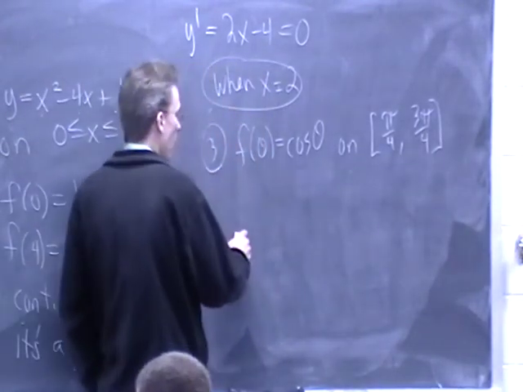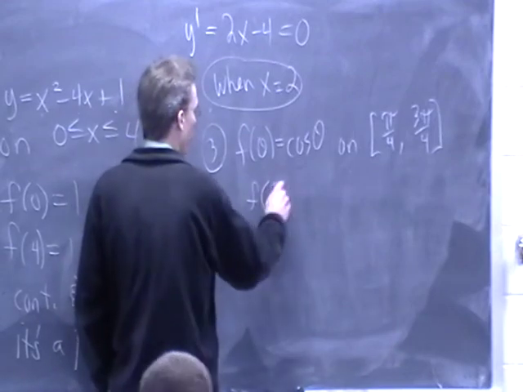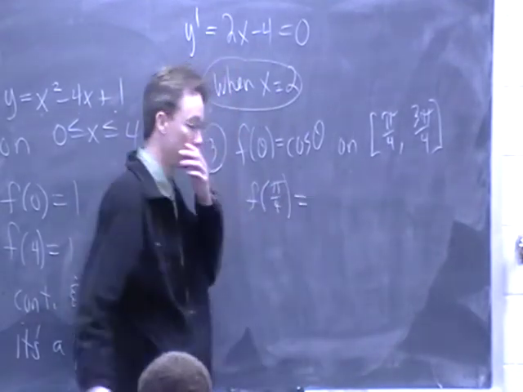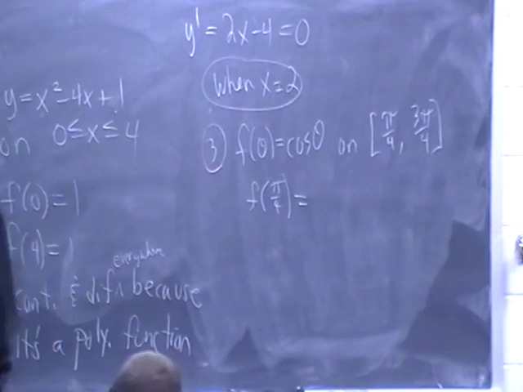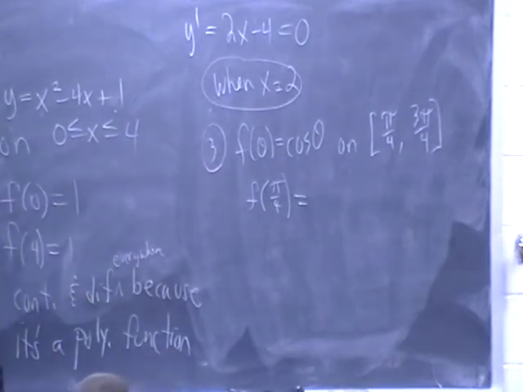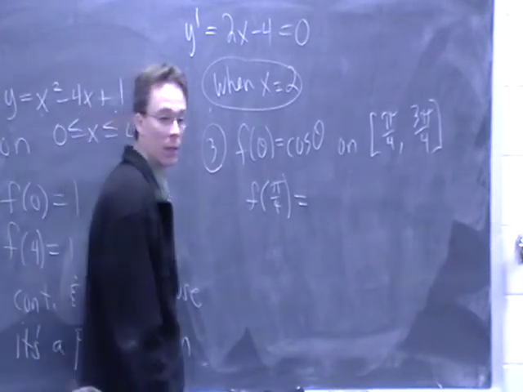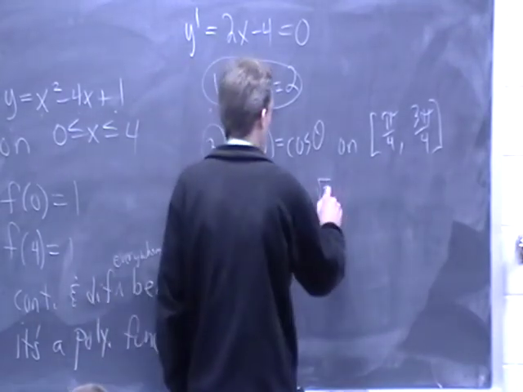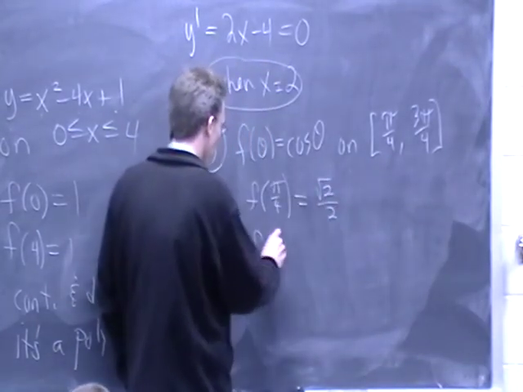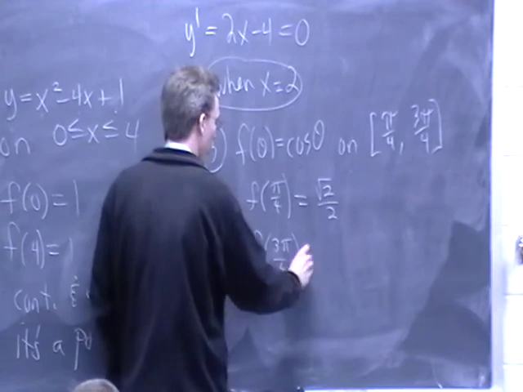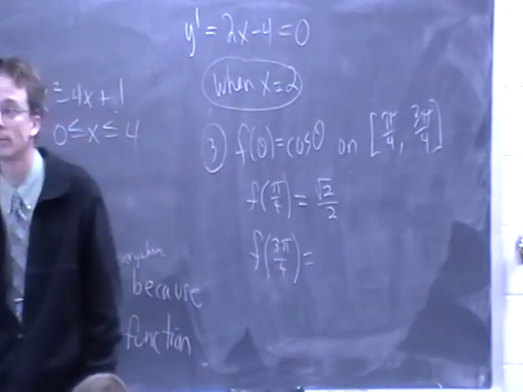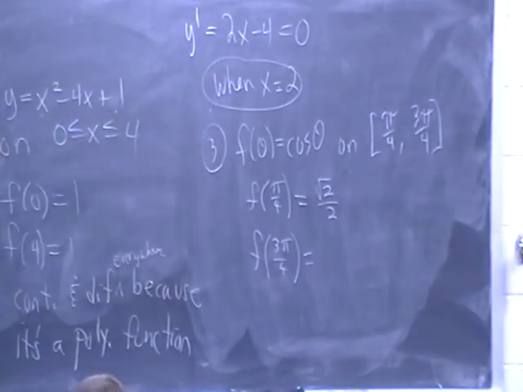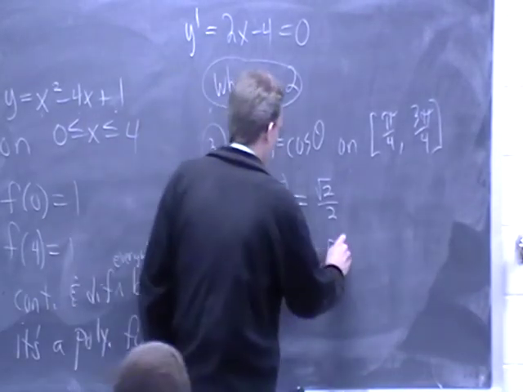All right. So I guess the next thing is, what's f of a? Cosine of pi over 4. Square root of 2 over 2. I'm going to guess that 3 pi over 4 also gives you square root of 2 over 2, right? No, it's a negative square root of 2 over 2.